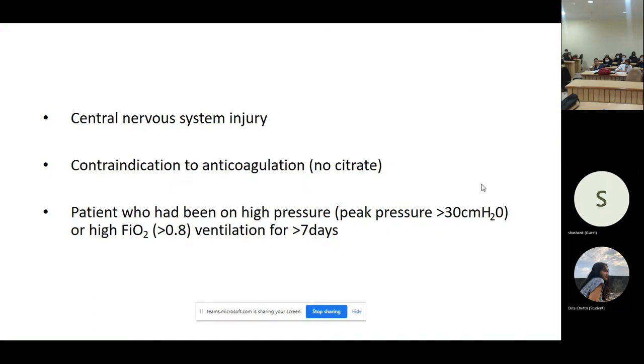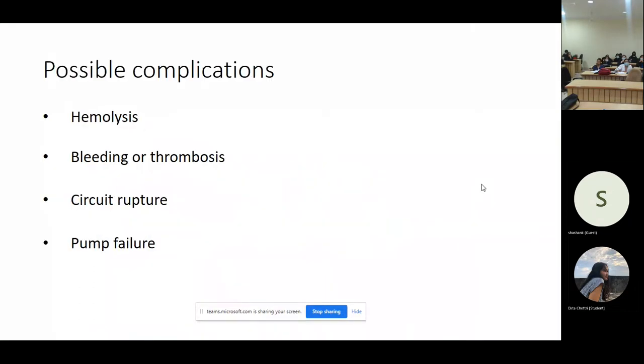So what could be the possible complications? The first thing is hemolysis. When we put a patient on ECMO, the blood is taken out through a large cannula, so breaking of RBCs, loss of RBCs, is a major complication. Then as the blood thinners are going on, the risk of bleeding or thrombosis increases multifold.